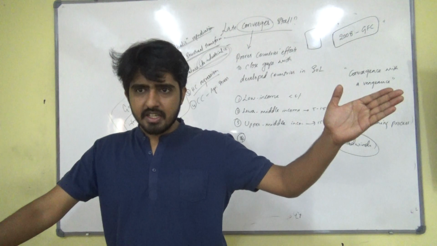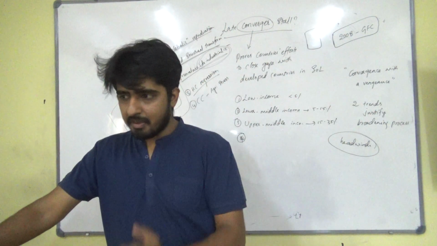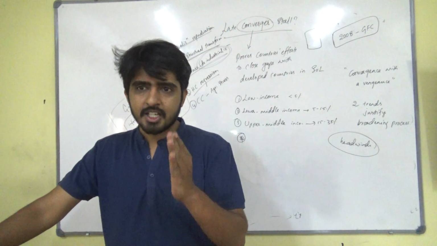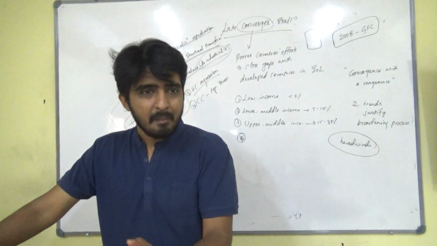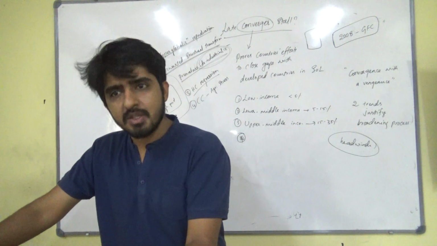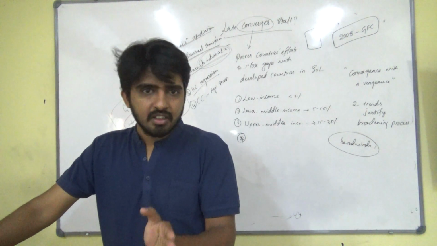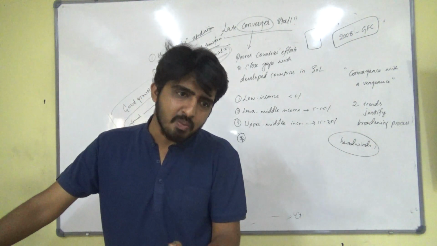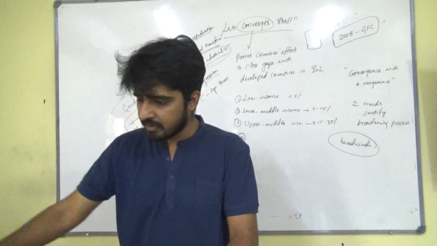Compared to the 1970s, in the present decade, what has happened? Temperatures have increased for both Rabi and Kharif, but the temperature increase for Rabi is more, right? And rainfall has declined for both, but the rainfall decline is more for the Rabi season. Okay? Next.